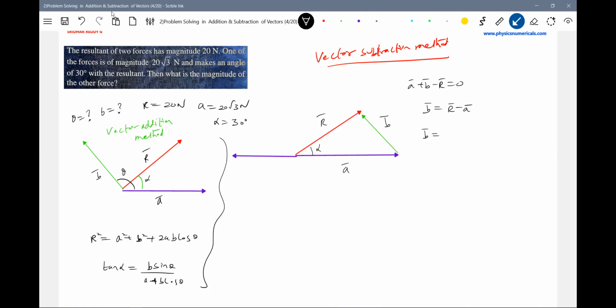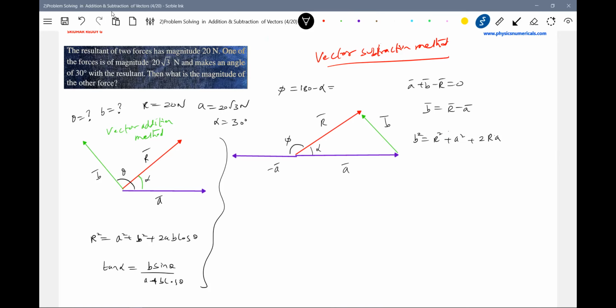Okay, there's a minus A bar. What is the angle between R bar and minus A bar? This is that angle phi. So what is phi? Phi should be equal to 180 minus alpha. Alpha is 30 degrees. So what will our formula be? Vector subtraction, R bar minus A bar is what we are doing. So the formula will be B square equals R square plus A square plus 2RA.